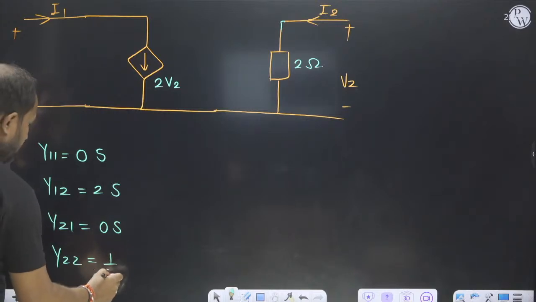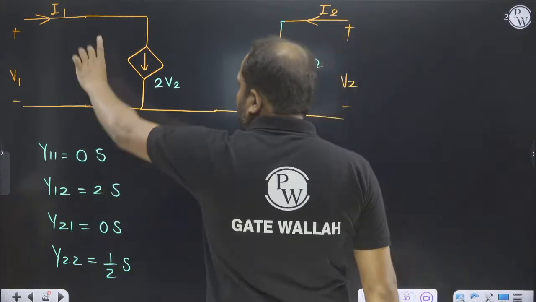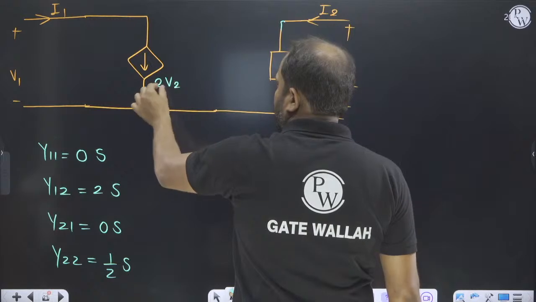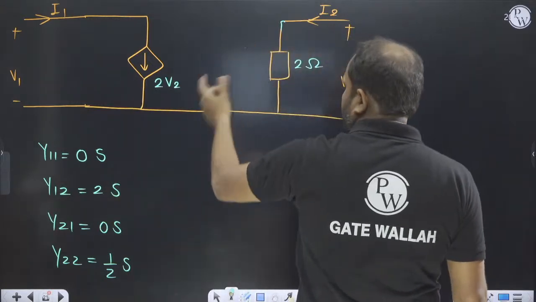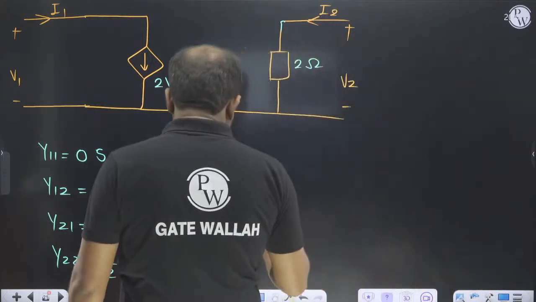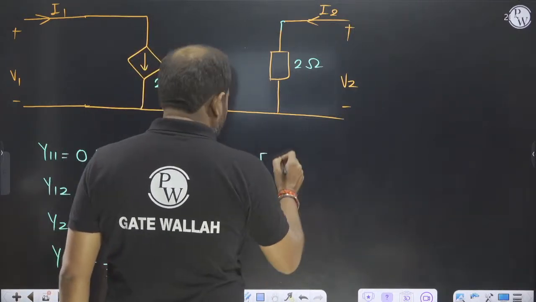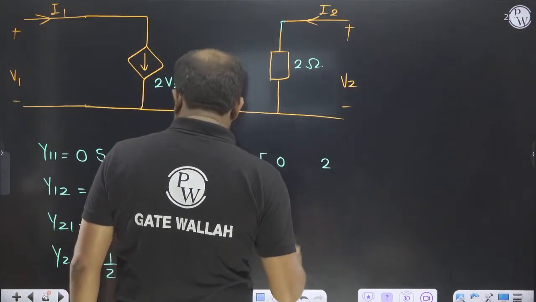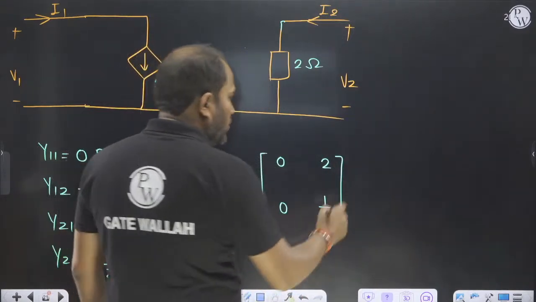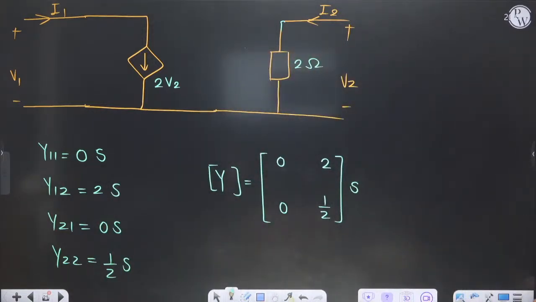So it will be 1 by 2 siemens. Here no open circuit, 0. Here current source is open circuit, 0. Here impedance is 2 ohm, admittance is 1 by 2. So the Y parameter will be equal to 0, 2, 0 and 1 by 2. This is the Y parameter in siemens.